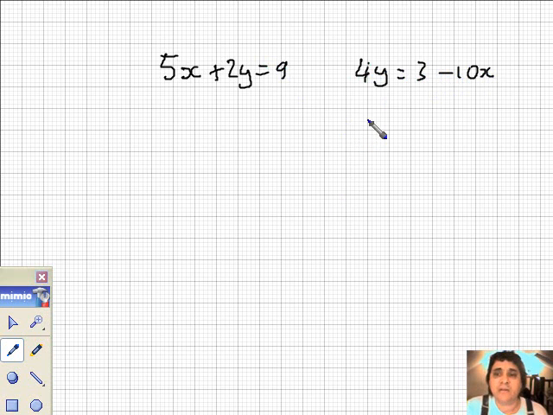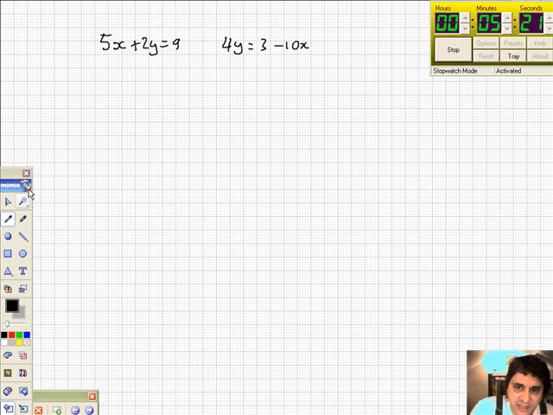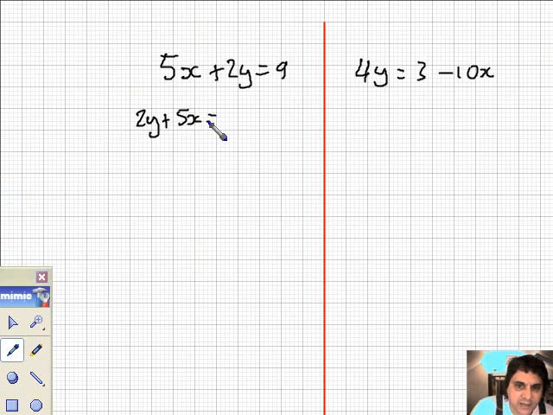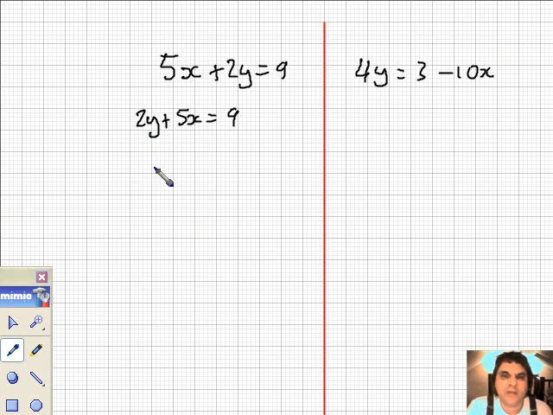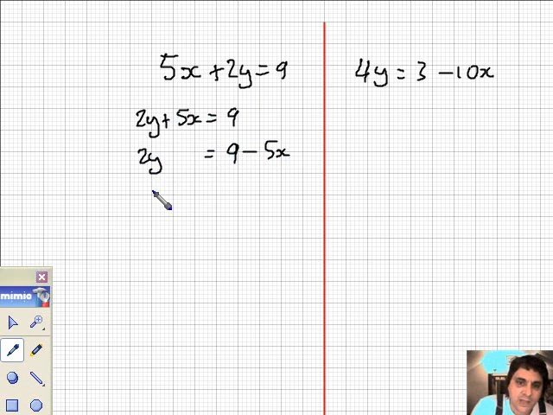In other words, if I convert them both into y equals form, I can see what the gradient's going to be. Now let's just take this one, work independently, put a line down there. I'll write it the other way around: 2y plus 5x equals 9, just to get my 2y in the first position. To get 2y on its own, I'll take my 5x next door and subtract it. 9 minus 5x. And to get y on its own, just divide everything by 2.